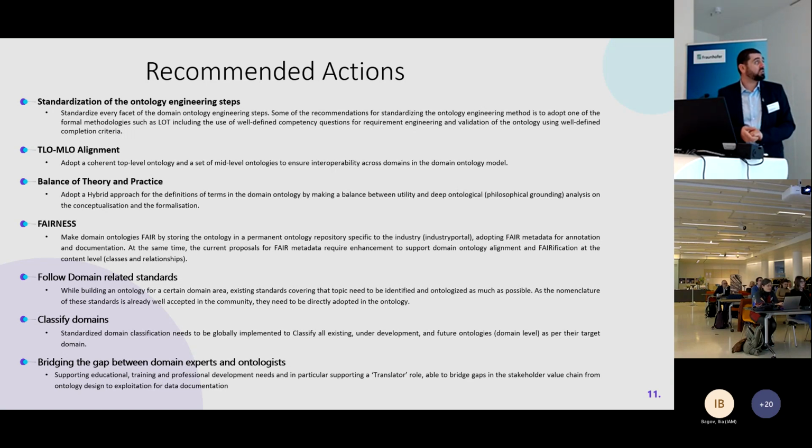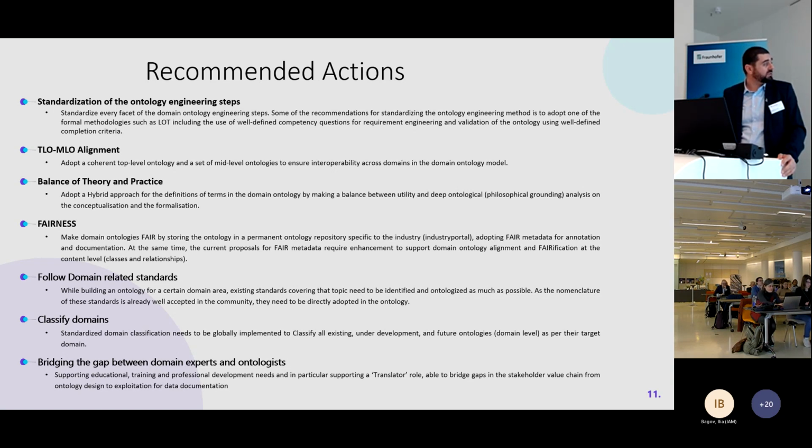Also, we need to make domain ontologies FAIR. So the first thing to make them FAIR is to make them findable and accessible. And then try to improve the other aspects of FAIR by making them interoperable and facilitating their reusability. And one of the actions to do is to document ontologies. So we are talking about data documentation by ontologies, but also ontologies have to be documented.